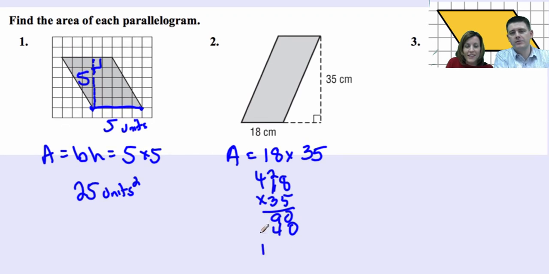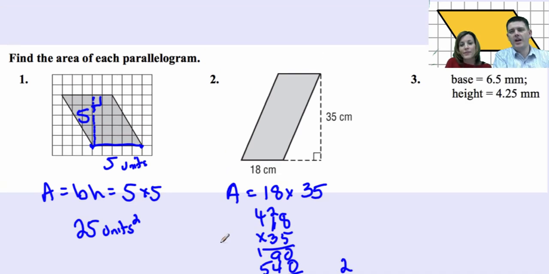3, thanks. 540, now you probably just lost our heads. Carry the 1, 630. Oh, well, you know I did it right. Centimeters squared. All right, third one, that's up to you.